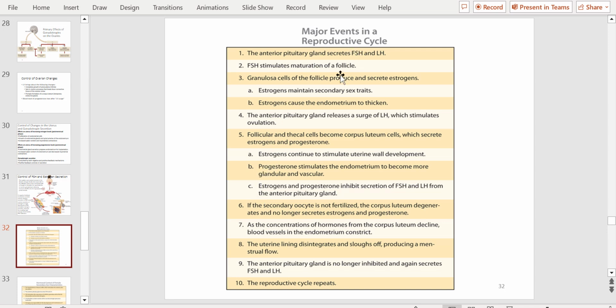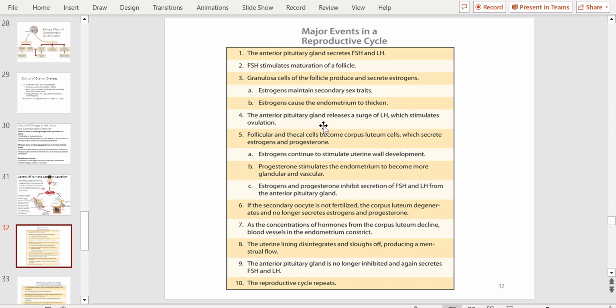Major events in the reproductive cycle. And you should be able to follow this along pretty much for the 10 steps. Okay, the anterior pituitary gland secretes FSH and luteinizing hormone. Follicle stimulating hormone stimulates maturation of a follicle. The granulosa cells of the follicle produce and secrete estrogen. Estrogens maintain secondary sex traits. Estrogens cause the endometrium to thicken.